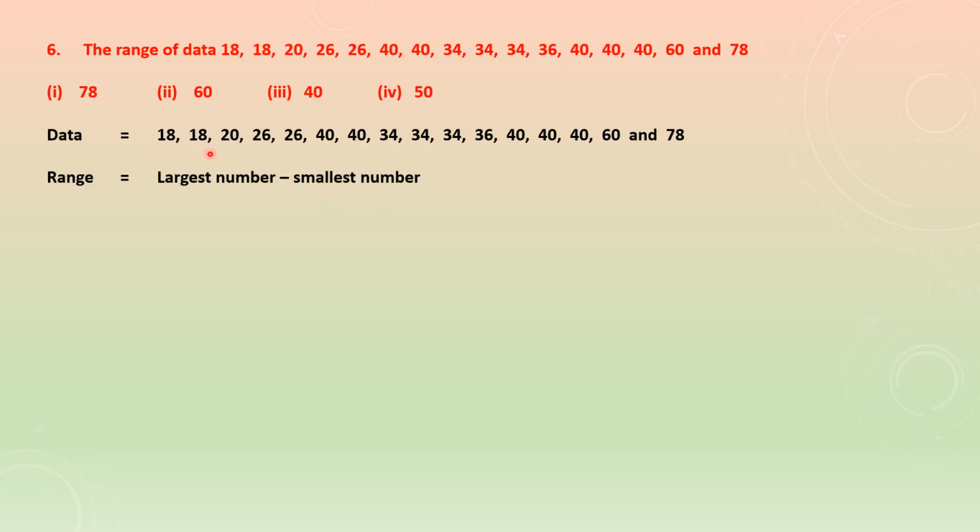So here, let's look out for the largest number, 18, 20, 26, 40, 34. Now we have 40, we have 60, we have 78. So the largest number is 78 minus now the smallest number. We have 18. Is there anything smaller than 18? We don't have anything smaller than 18. So 78 minus 18, and that is 60. So the range is 60. Range of the observations given is 60. This is our answer, and that is option 2. Option 2, 60 is our answer.